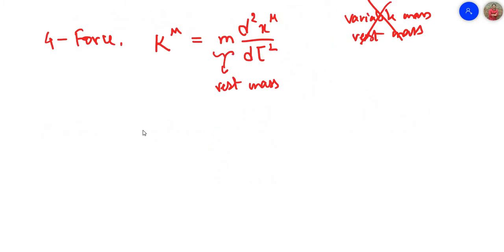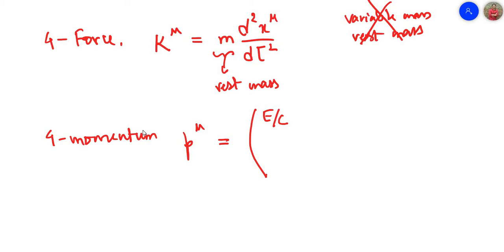Perhaps the most important of all, of course, is the four-momentum, typically written as P mu, and this is defined as energy divided by c in the time component and the 3-momentum in the spatial components.